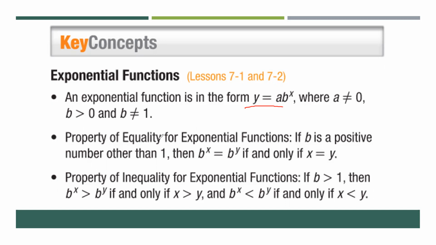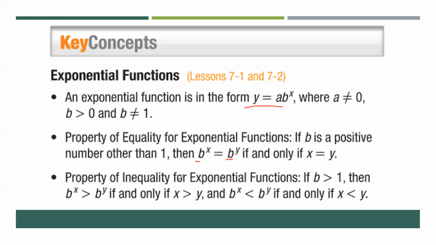So the property of equality for exponential functions: if b is a positive number other than 1, then b to the power of x is equal to b to the power of y if and only if x is equal to y. So in other words, if we can get the bases to be the same, then their exponents are going to be equal to each other, okay?